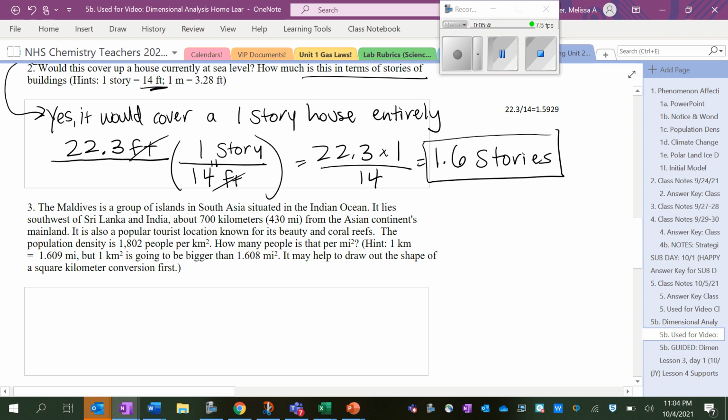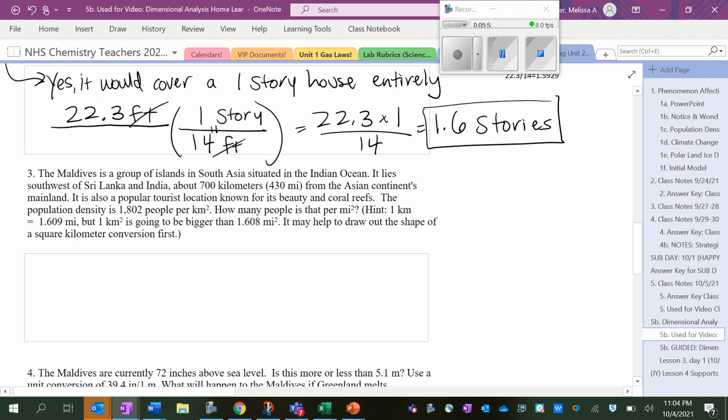Ooh, how do you say this? The Maldives or the Maldives? Maldives is a group of islands in South Asia situated in the Indian Ocean. It lies southwest of Sri Lanka and India, about 700 kilometers, 430 miles from the Asian continent's mainland. It is also a popular tourist location known for its beauty and coral reefs.